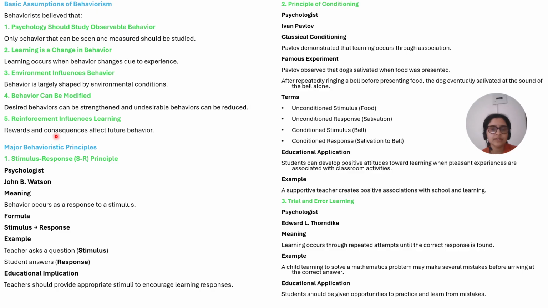What are the major behavioristic principles? Stimulus and response principle. That means if you provide a proper stimulus, if you provide a proper force, then you will get the appropriate response. Example, teacher will ask a question, that is a stimulus, a student will answer, that is a response. Then principle of conditioning. Okay, this principle of conditioning is by Ivan Pavlov. Learning occurs through conditioning means learning occurs through association. You associate something with a known thing, then learning will happen.